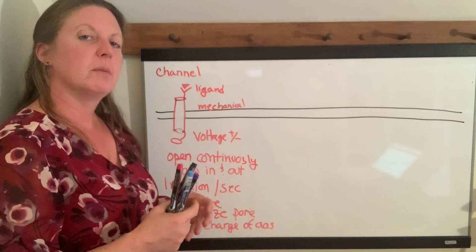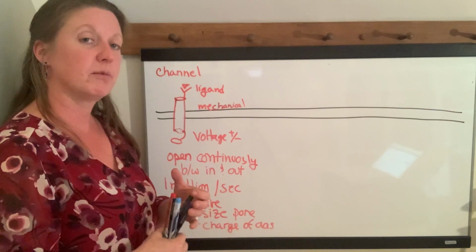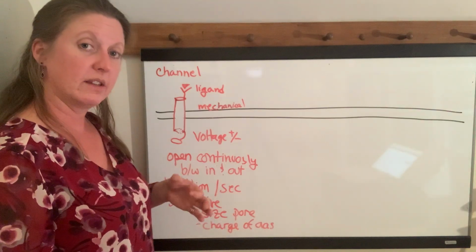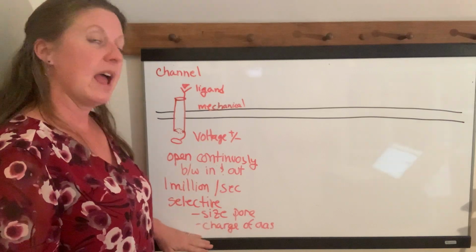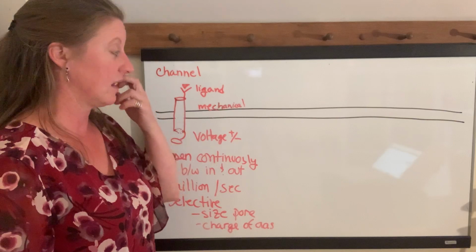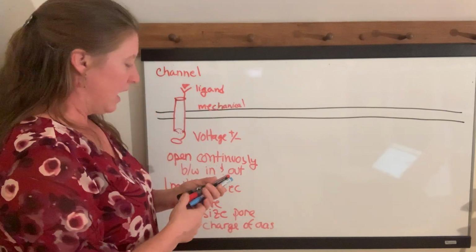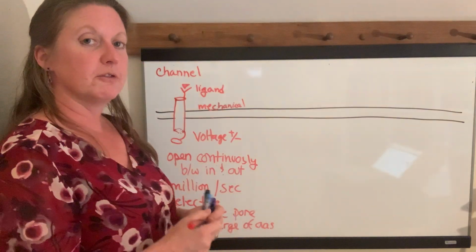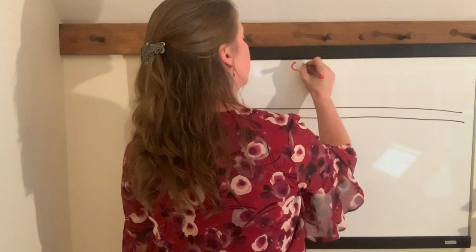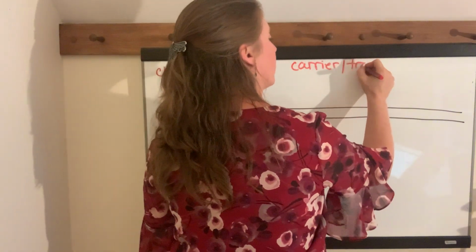And each one of them is able to select that particular type of molecule because of the combination of how wide the opening is in the channel and the charges inside the channel itself, the amino acid charges. All right, that's channels. Now, the other type of transport protein is called a carrier or a transporter.